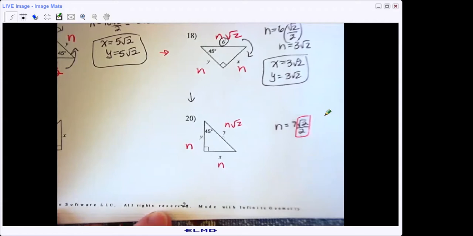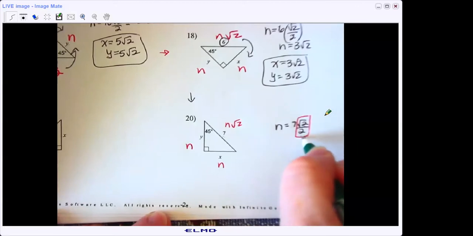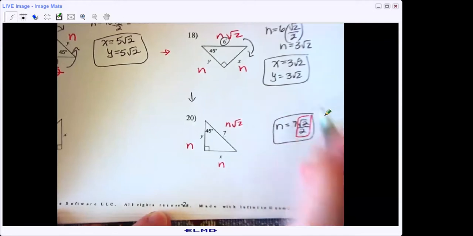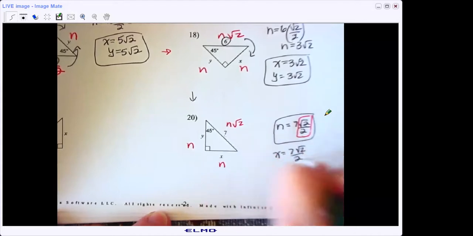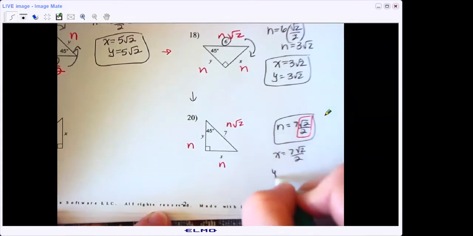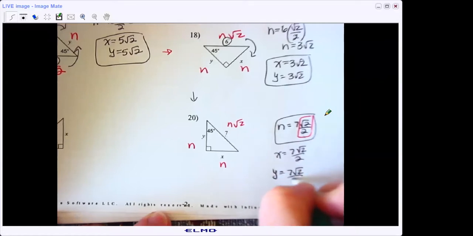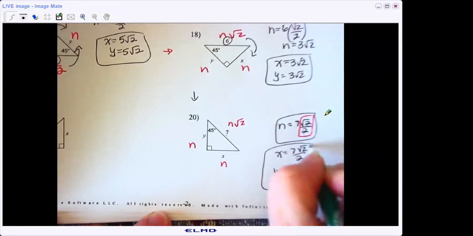We have a similar shortcut for the second special triangle. So root 2 over 2. Does 7 divide evenly by 2? No. So that is your n right there. That makes your x equal to 7 root 2 over 2, and your y equals 7 root 2 over 2. And you're done.